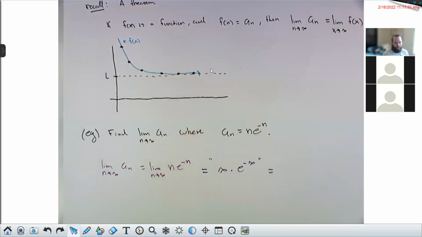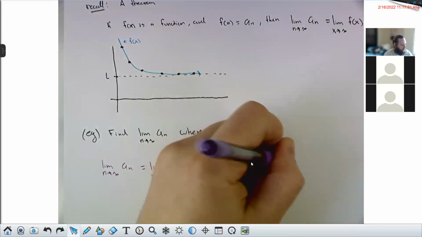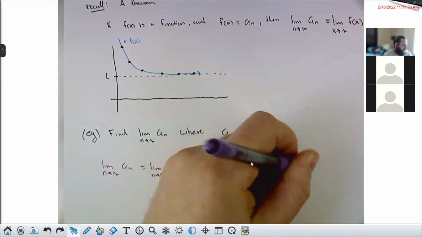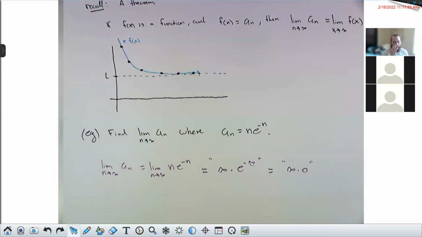Yeah, very good. That's 0, right? If you take e and you raise it to a very large positive power, you'll get a large positive number out. If you take e and raise it to a large negative power, you will get a very small positive number out. So this would be like infinity times 0, and that's a problem.